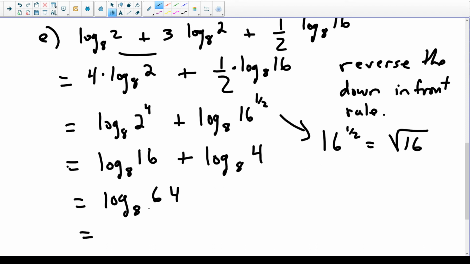And 8 to the what? So using my trick at this point, 8 to the what is 64? Well, the answer is 2. 8 to the power of 2 is 64. And your worlds have now gotten a lot bigger mathematically. You can solve some very interesting questions at this point.